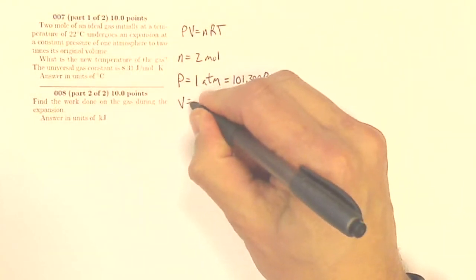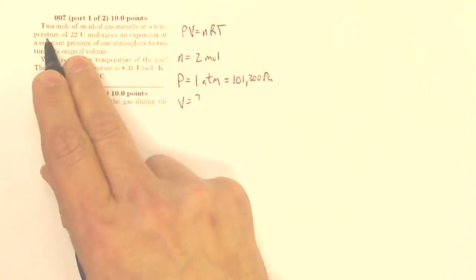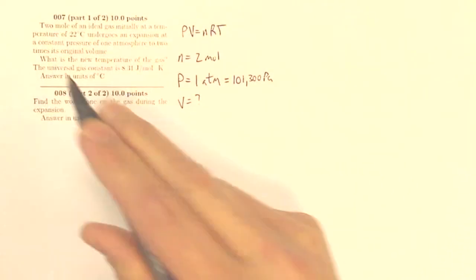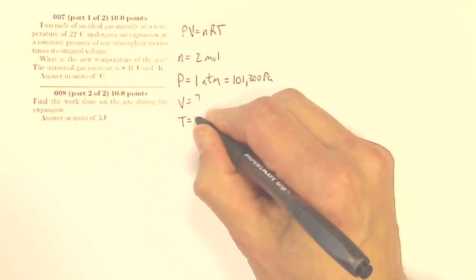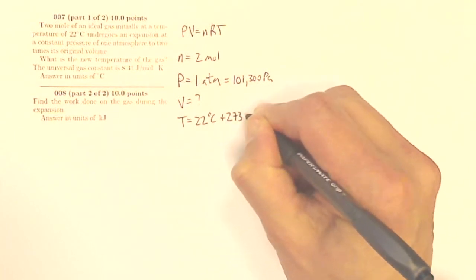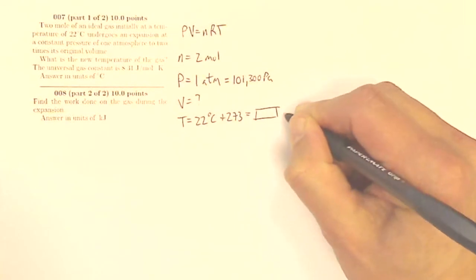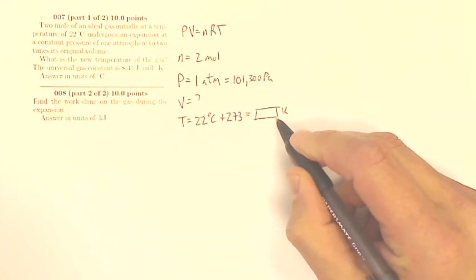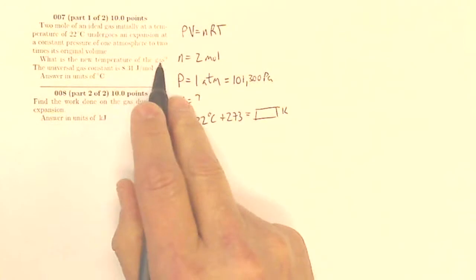To 2 times its original volume. That means I don't know my original volume. But I do know my initial temperature is 22 degrees Celsius. If I add 273, I will get my Kelvin temperature, so that'll give me kelvins. It's asking for the new temperature of the gas.